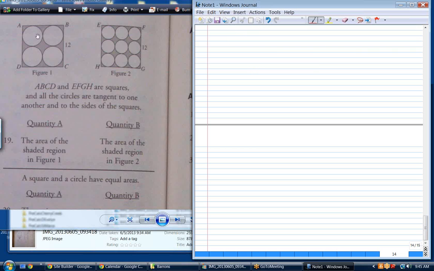So all we have to do is figure out the areas of these circles, right? Yes. Subtract them from 144, which is the area of each square, and we'll have the area of the shaded region. So what's the area of each of these circles here? 9 pi. Okay, so all 4 of them is 36 pi. So the area of the shaded region is 144 minus 36 pi for figure 1.